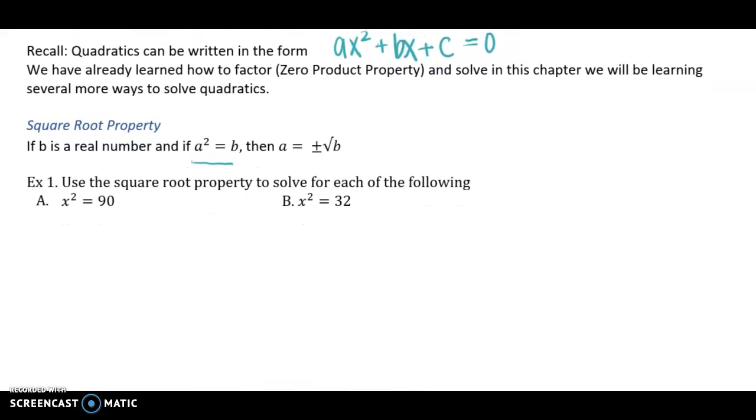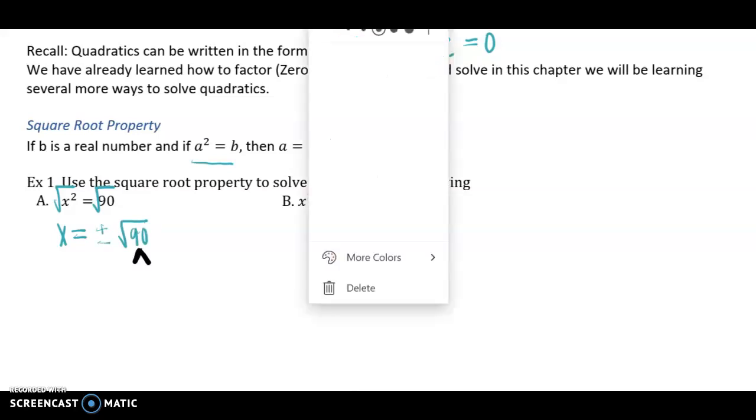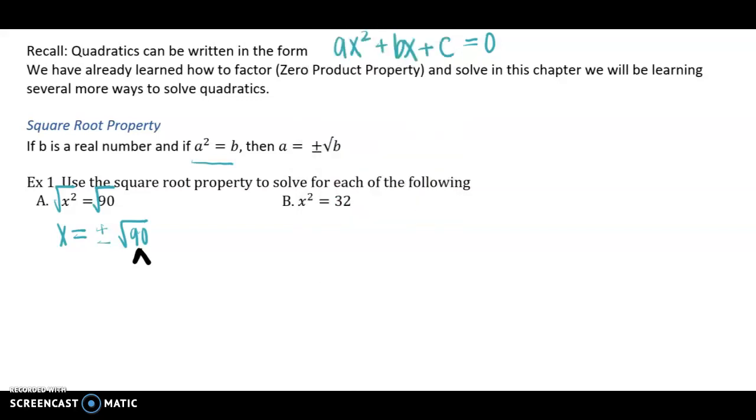Alrighty, so again, we're just going to go ahead and square root because it's in that format. It's x squared equals a number. So x is equal to plus or minus square root of 90. Then we already learned how to simplify radicals, so we're going to simplify this. I can multiply this by 9 times 10, 3 and 3, 5 and 2. So we have a group of 3, and then inside we have 10. So this becomes x equals plus or minus 3 radical 10.